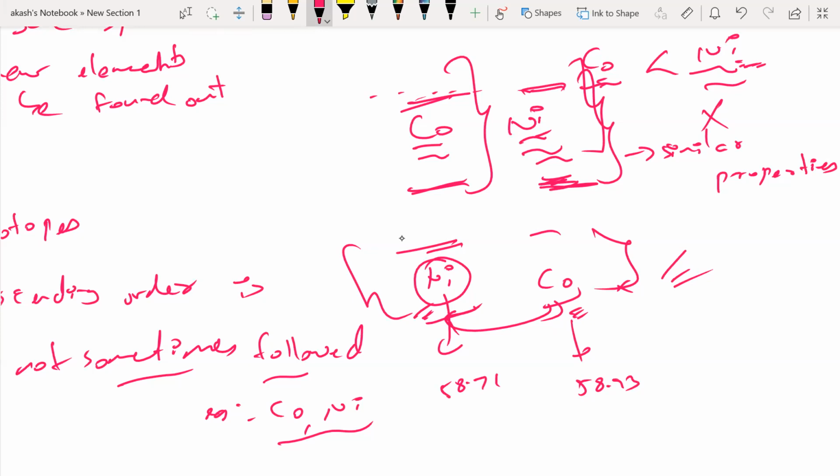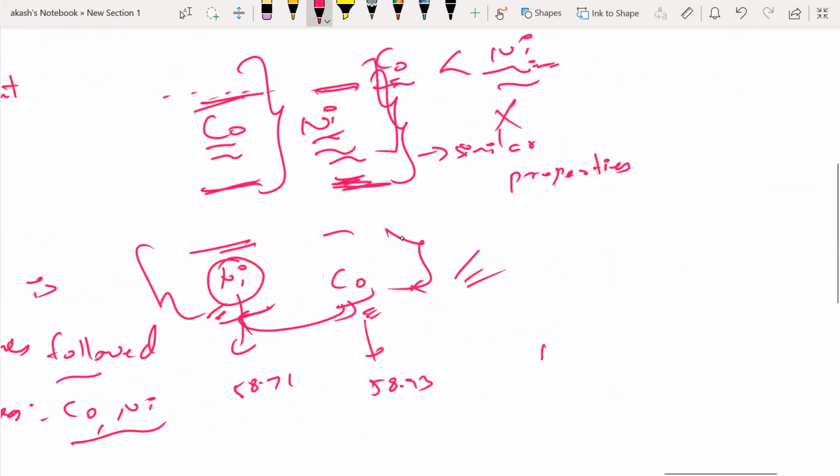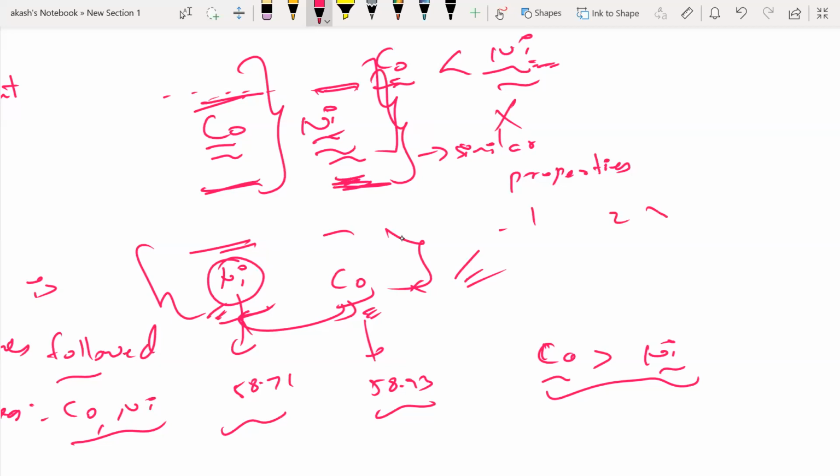So what you have to understand is that cobalt is actually having more atomic mass than nickel. This is 58.93, this is 58.71. Cobalt is having more atomic mass than nickel. So when we go for the ascending order, 1, 2, 3, 4, something like this, whenever this number comes, we have to put first nickel, then cobalt.